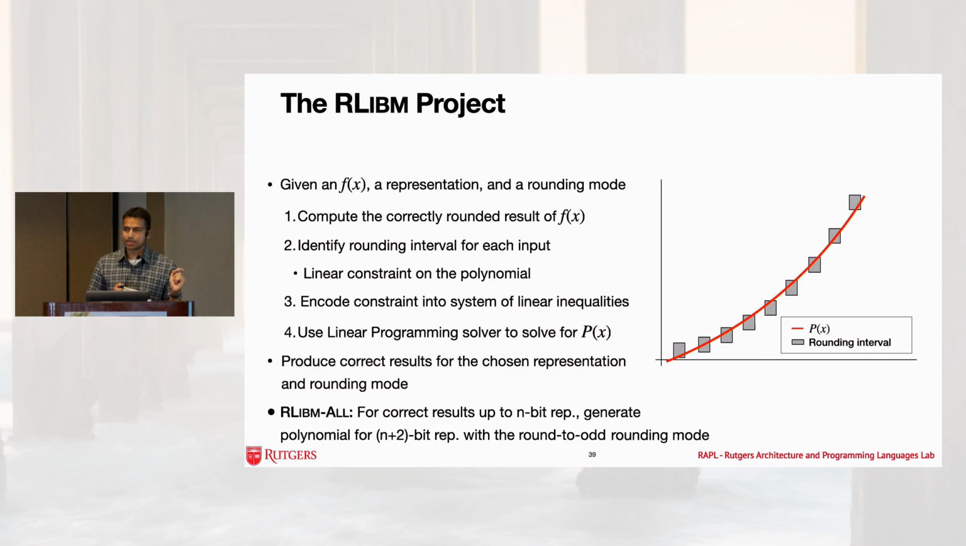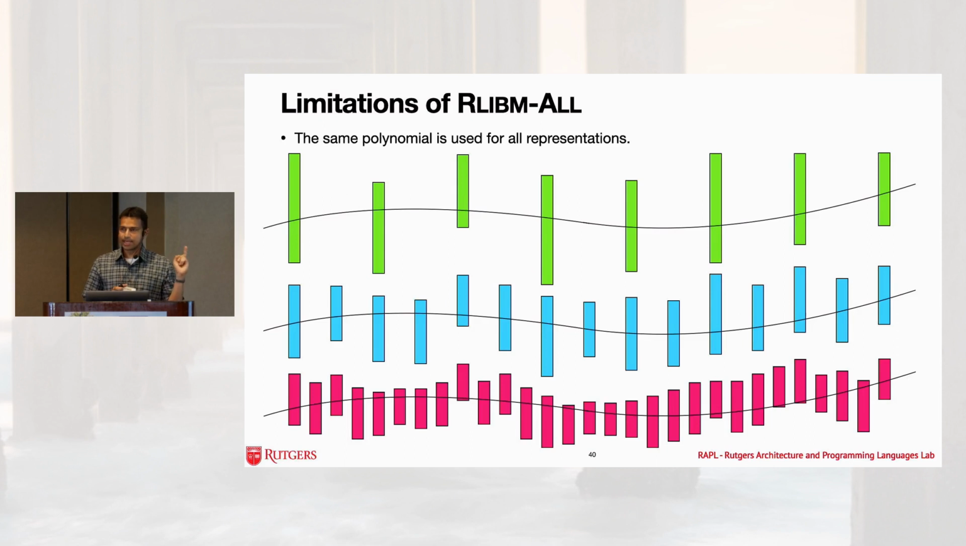And the latest result of the RLIBM project, called RLIBM-All, produces correct results for representations with up to n bits by generating polynomials for the n plus 2-bit representation with the round to odd rounding mode. The main limitation of RLIBM-All, as I mentioned earlier, is that the same polynomial is used by all representations. So all representations pay the price for the largest one.